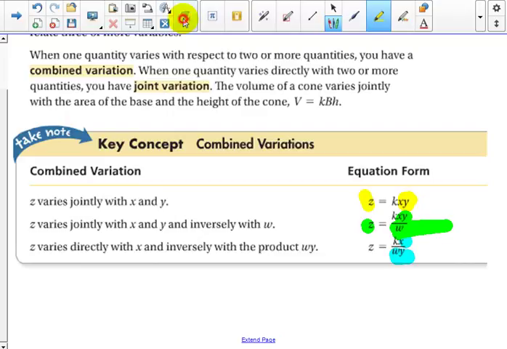So do you see, if it's just numerator or just a whole number, that's just a joint variation. When you add the fraction to it, the denominator parts are your inverse parts. Okay?